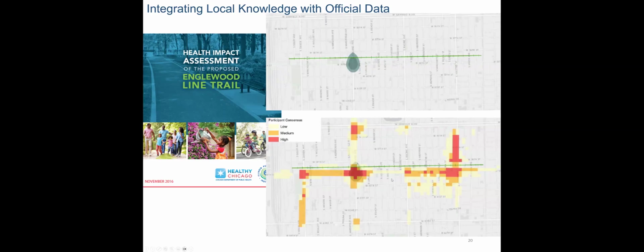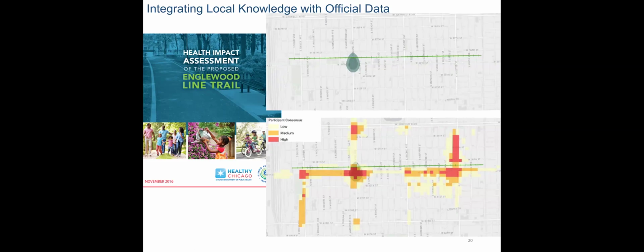We ran cluster detection on their data too. But the only place that aligned with the Illinois Department of Transportation, the official data, was this one area. They identified all of these other places where they said they did not feel safe crossing the street and they would not want to cross in to use the trail.